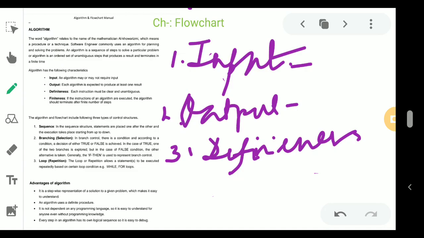The third characteristic is definiteness. Definiteness means each instruction must be clear and unambiguous. Clear-cut steps must be written, that this is to be performed after this one, or when this step is over, then we will follow these steps. Like step 1 we have done, then we will do step 2, then step 3. There must be no ambiguity or confusion between the steps, about which step we need to perform first and which step last.